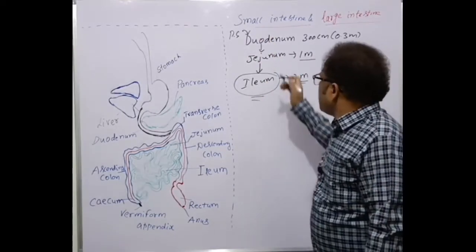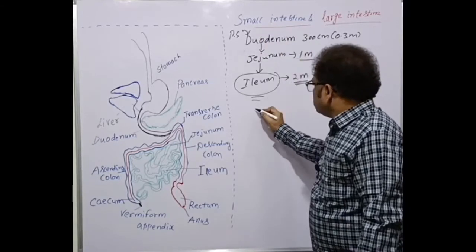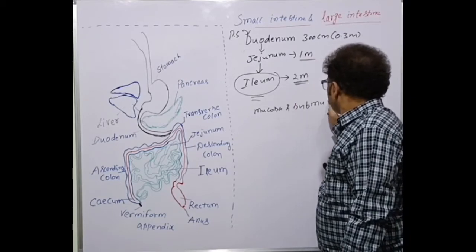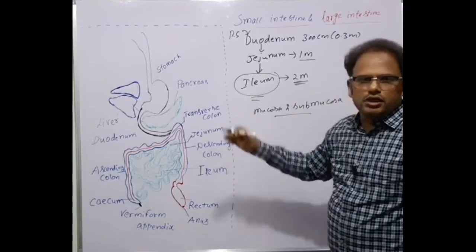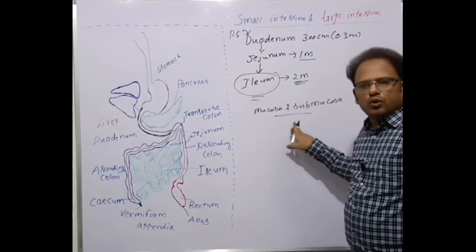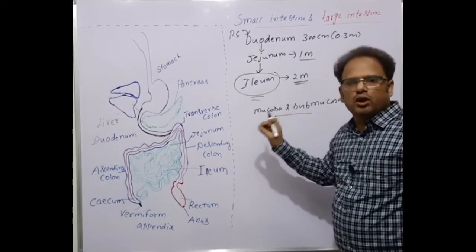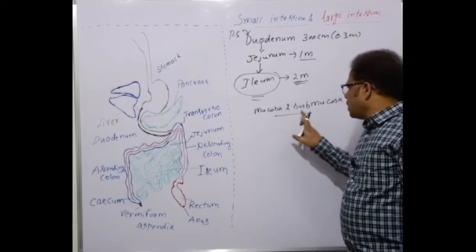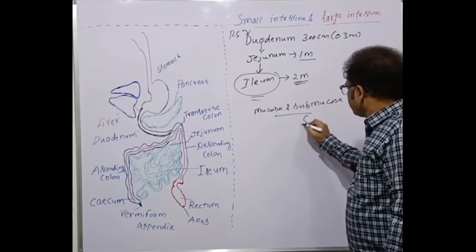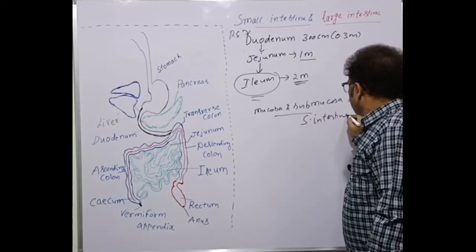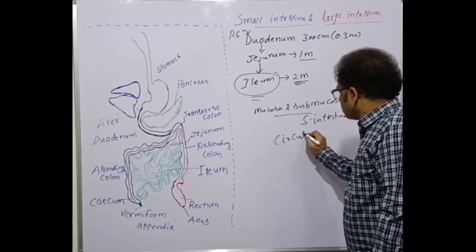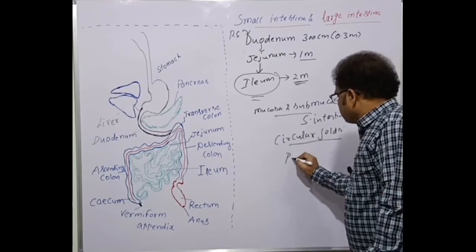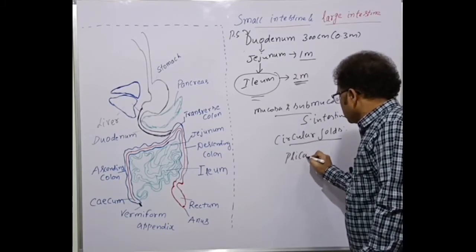Clear, students? Now, the entire small intestine, the mucosa and submucosa, I'll be discussing in the next video lecture: what is mucosa, submucosa, the wall of the alimentary canal, that is, the histology of the wall of the alimentary canal. In the next section, I will be discussing that. Just remember that the mucosa and submucosa of the small intestine consist of circular folds. These circular folds are called plicae circularis.